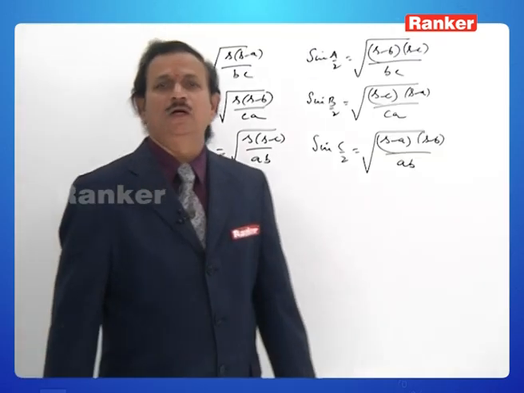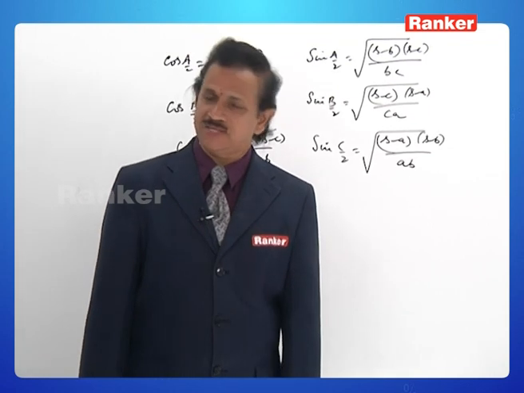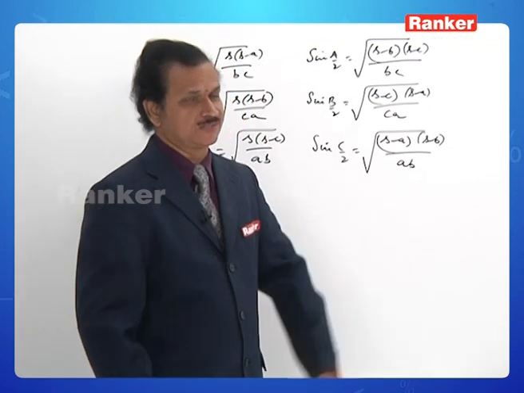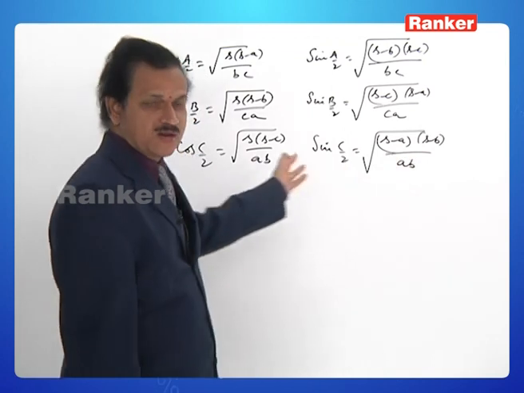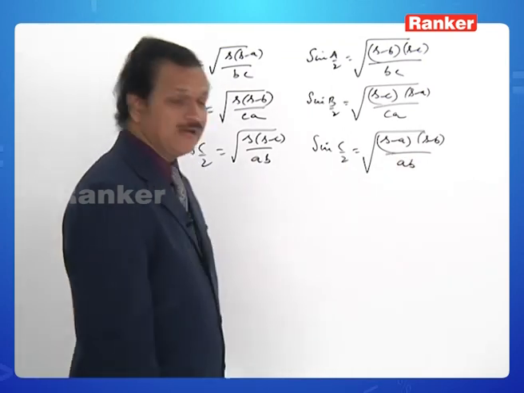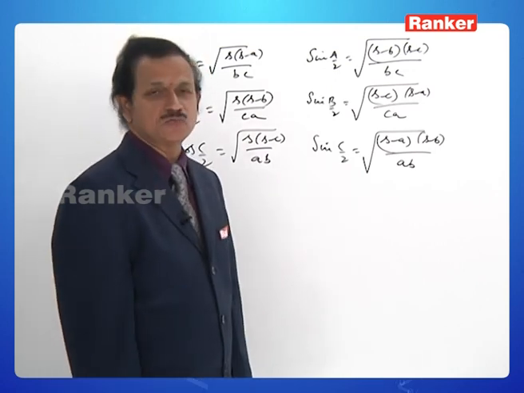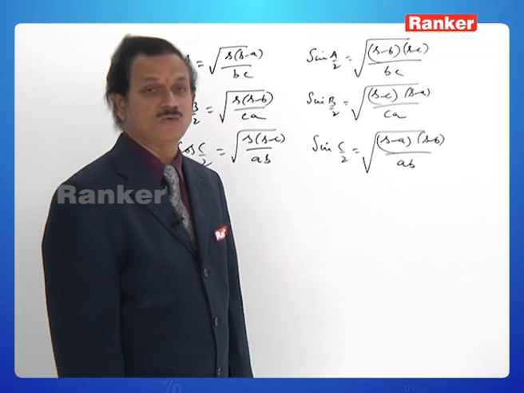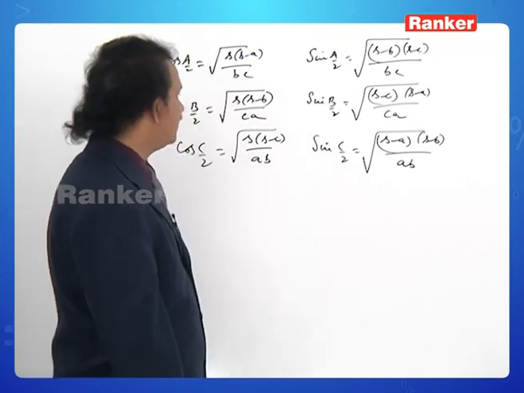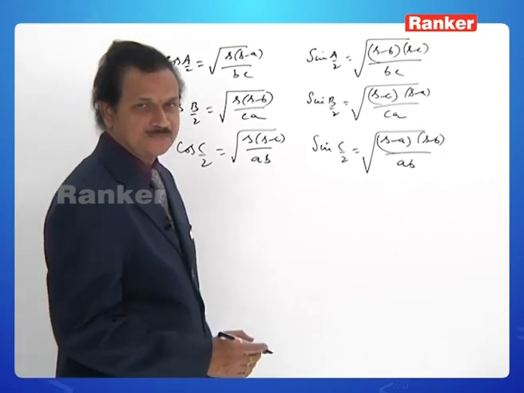We have all the 6 formulae regarding sin A by 2, sin B by 2, sin C by 2 and cos A by 2, cos B by 2, cos C by 2 before us. They are ready to be used. By making use of them, we can find tan A by 2, tan B by 2 and tan C by 2 also in terms of s and s minus a, s minus b, s minus c. How can they be obtained?